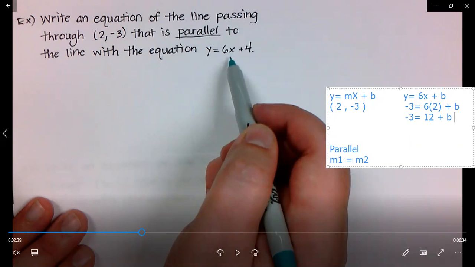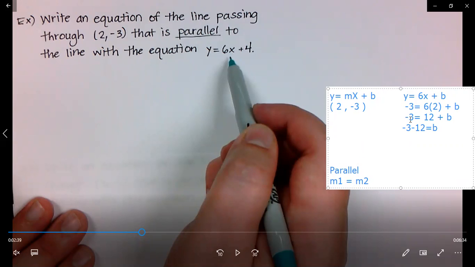We will transfer. We want to find the value of b. So how we are going to find the value of b? It will be negative 3 minus 12 equal b, then the value of b equal negative 15. Negative 15, this is the value of b.